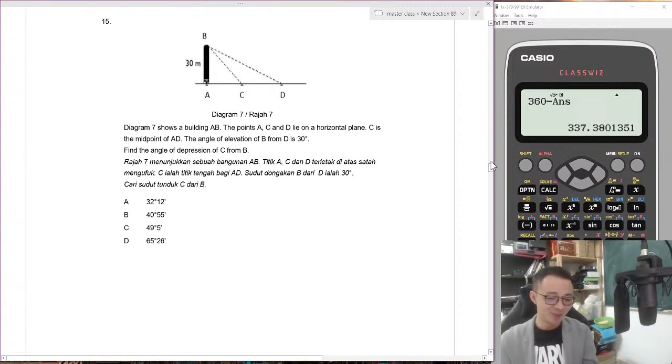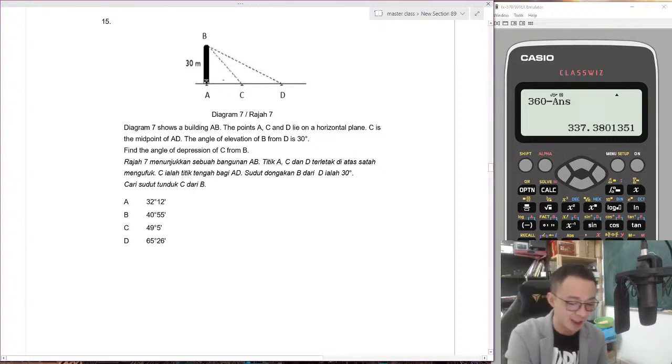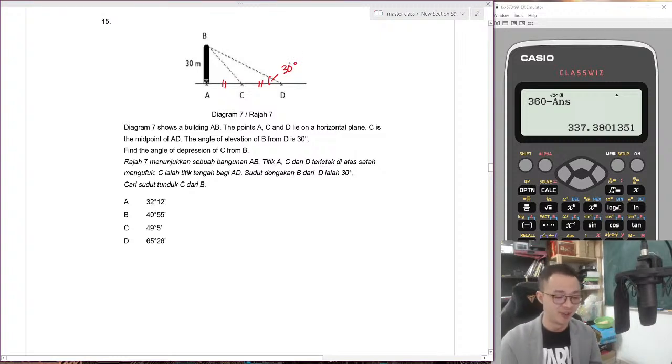Alright, so let's move on to the next one. Okay, we have about 3 points, A, C, and D, obviously, on the horizontal plane. C is the midpoint. So yeah, here will be the same length. They say it's a midpoint. Alright, then the angle of elevation of B from D. Okay, so yeah, the elevation will be here, 30 degrees. Alright, find the angle of depression of C from B.